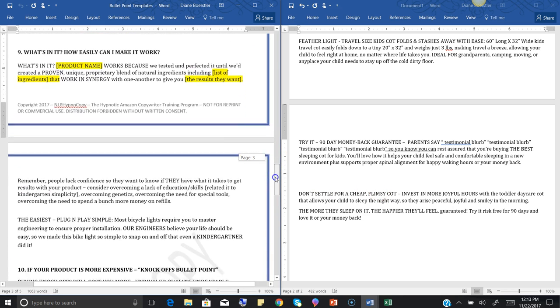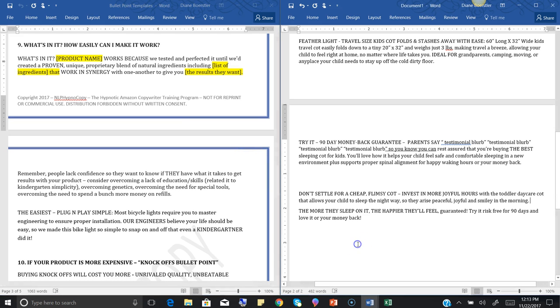Let's see here. What's in it? How easily can I make it work? Should we do a "what's in it" bullet point? What's in it? And so then you say, I hate the word premium, but I'm going to use it right now because it works with toddler cots. Premium toddler cots works because, right?